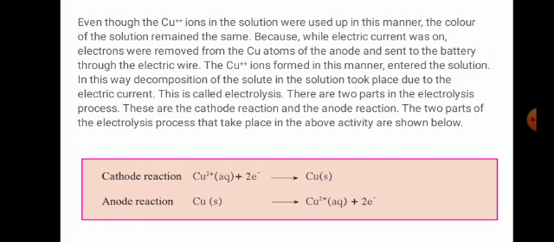So here solute is copper sulfate, water is solvent, and copper sulfate solution has formed. The decomposition of copper sulfate solution took place due to the flow of electric current, and this is the process called electrolysis. There are two parts in the electrolysis process. These are the cathode reaction and the anode reaction. The two parts of electrolysis process that take place in the above activity are shown below.